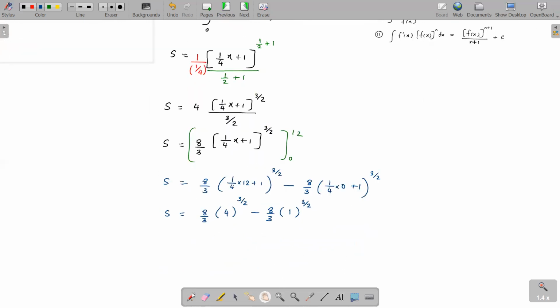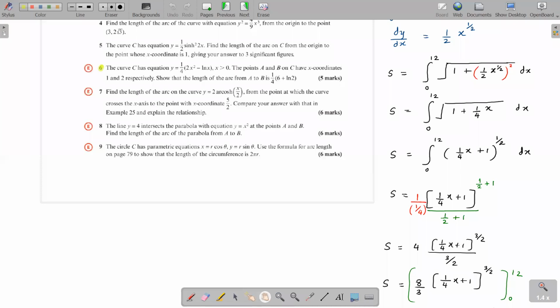Okay, so then what do I get here? 8 over 3 into 4 to the power 3 over 2 gives me how much? 64 over 3 minus 8 over 3, which ends up giving me 56 over 3. So this is the arc length of the curve.